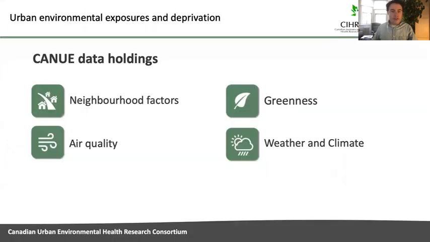So for the final part of my presentation, I'll quickly go over CANUE data holdings and how to access them, in case some of you might be interested in using them for your projects. CANUE holds and distributes data in 4 broad domains, which are neighborhood factors, air quality, greenness, and weather and climate.